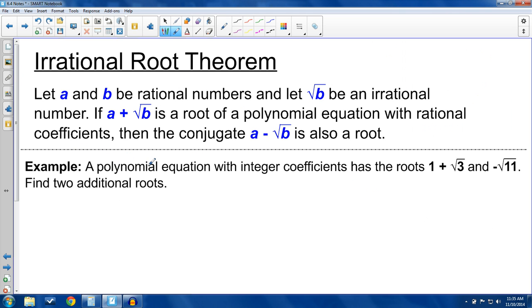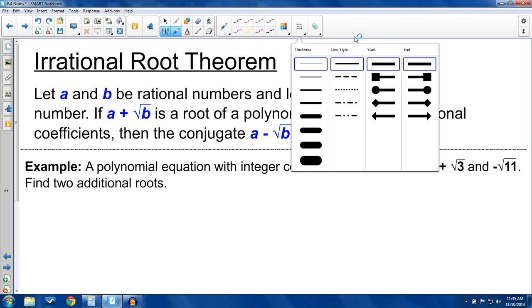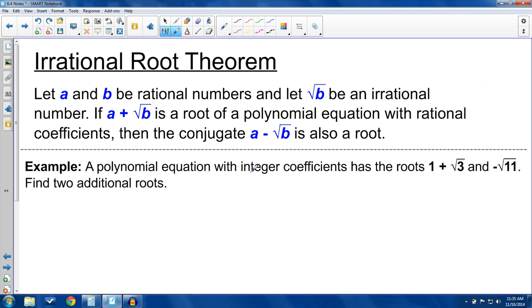So here's an example. If you have a polynomial equation with integer coefficients, so meaning that, 1, -4, -1, for instance. So if this polynomial equation has the roots 1 plus root 3 and negative square root of 11, we need 2 additional roots to this thing. Which means here's one answer to your x-intercept, 1 plus root 3. If that's one of them, this must be another, 1 minus root 3.